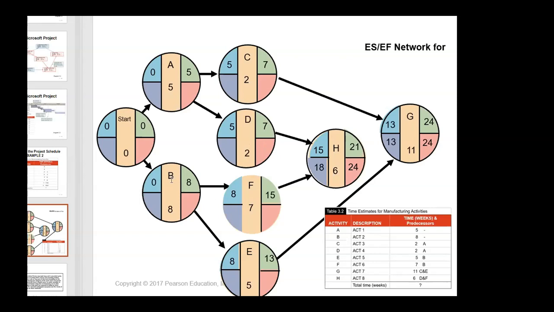E and F come after B. B is 8. 0 plus 8 is 8. And then 8 is here. F is 7. 8 plus 7 is 15. 8 plus 5 is 13.